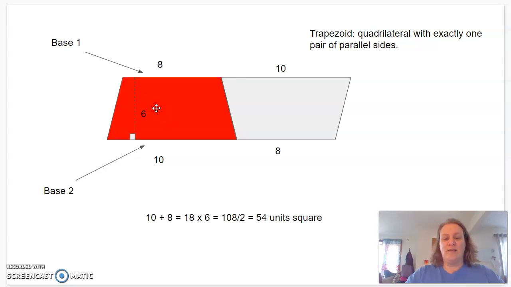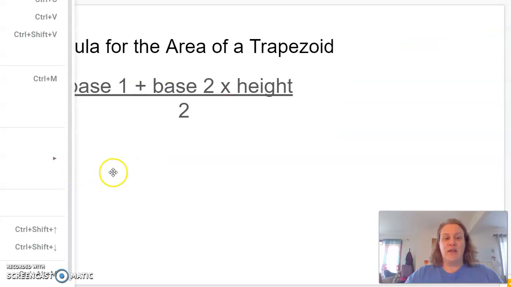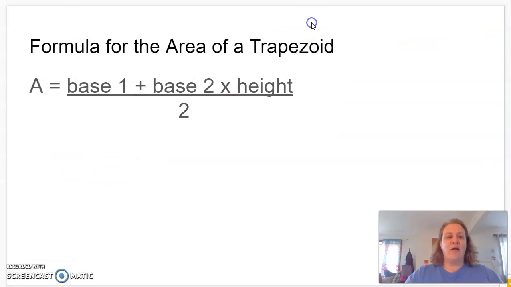So that would be one way to figure out the area of a trapezoid. And we can make that into a formula. If we look at the next page, we've got our formula here for the area of a trapezoid: the measurement of base 1 plus the measurement of base 2, times the height, divided by 2.